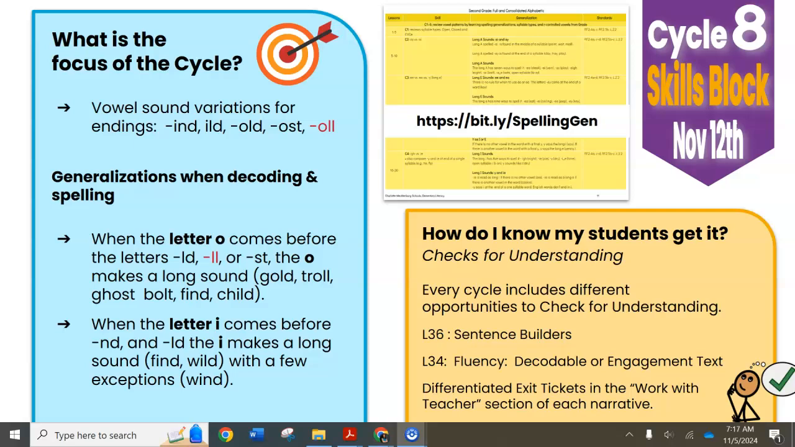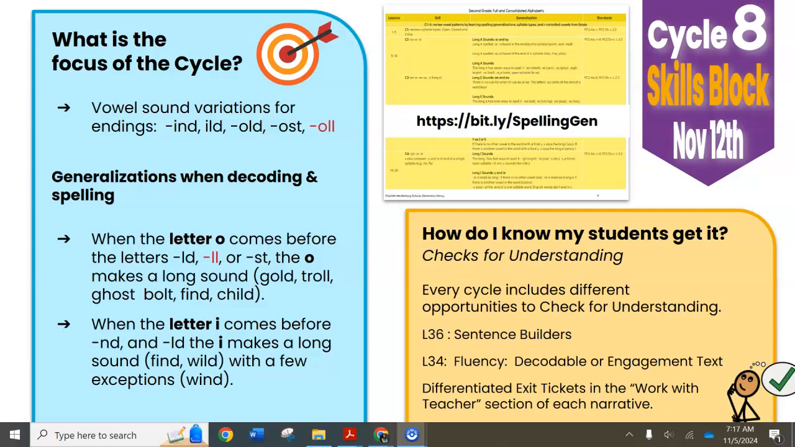When the letter O comes before the letters LD, LL, or ST, the O makes a long sound, like in the words gold, troll, ghost, bolt. When the letter I comes before ND or LD, the I makes a long sound, like find and wild, with a few exceptions, like the word wind.